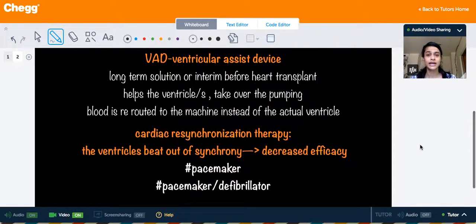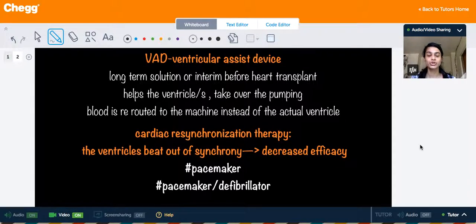The next kind of device that we can use is called cardiac resynchronization therapy, and this can be either a pacemaker alone or a pacemaker along with a defibrillator. The reason we use this is that a lot of times in heart failure, the ventricles are not pumping in synchrony with each other, and this greatly reduces the efficacy of the already failing heart. This increases the oxygen demand more and more, and this is just not energy efficient at all.